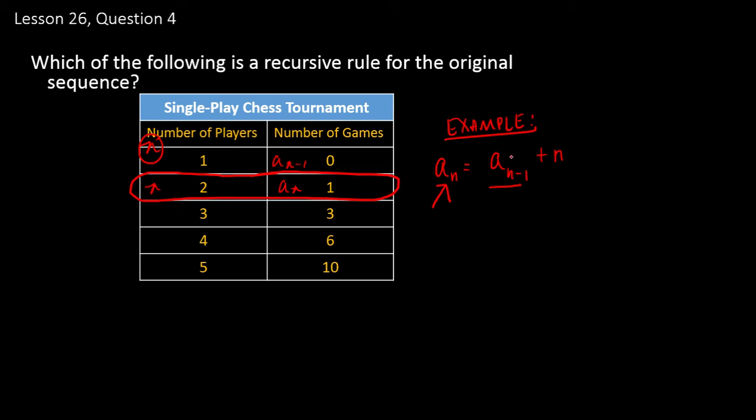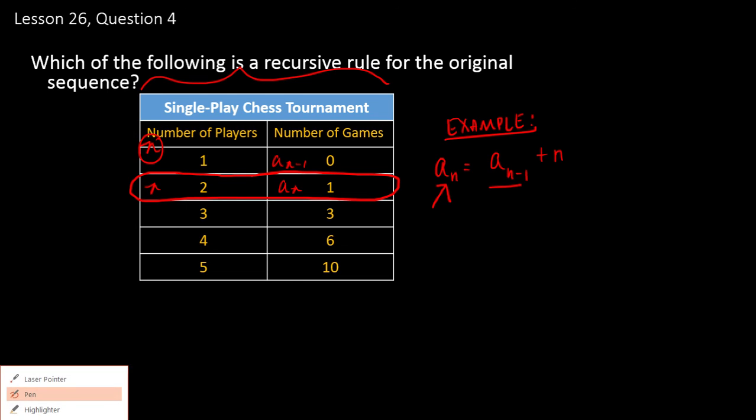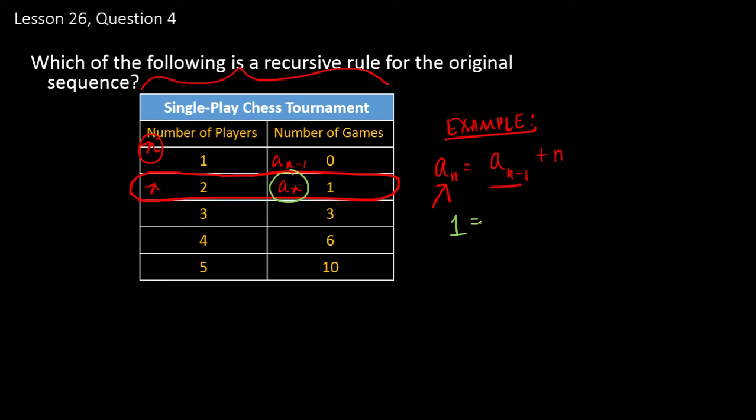If I want to see whether this recursive rule correctly identifies what's happening in this table, here's what I would do. I need to check if my statement is true. This is claiming that if I take a sub n, which is 1, then 1 is equal to a sub n minus 1, meaning the term before it, which is 0, plus n, and in this case n is 2. So is it true that 1 equals 2? No. So this is not the correct rule.